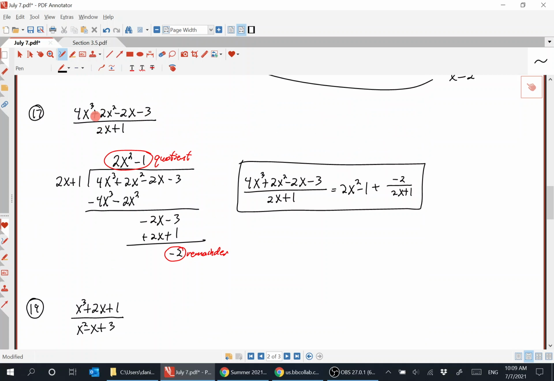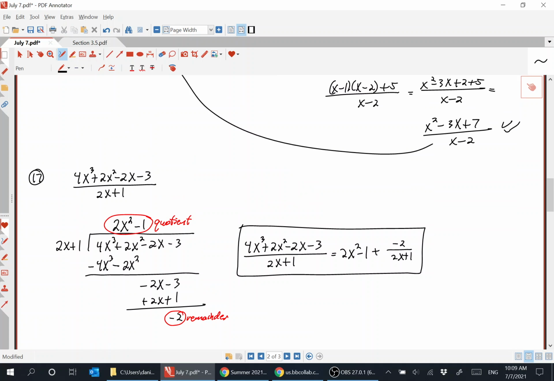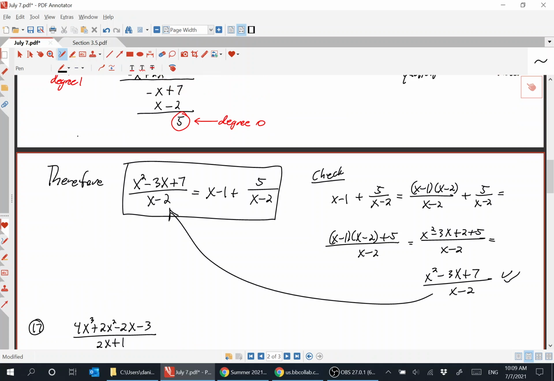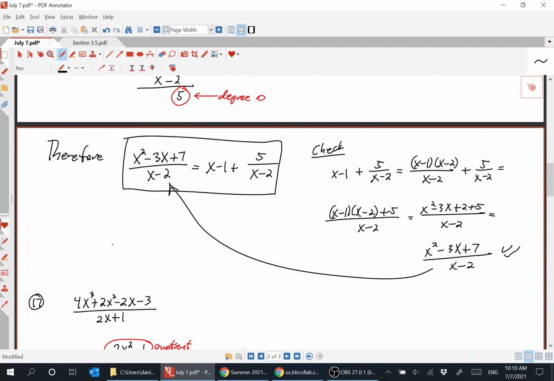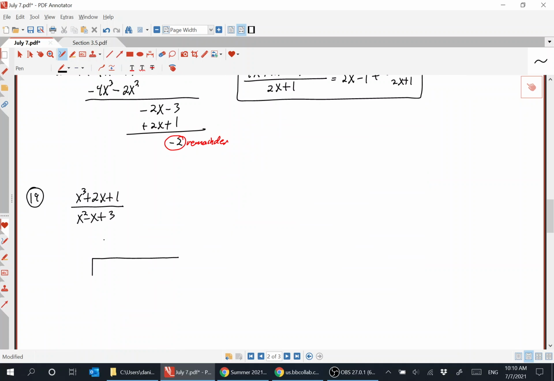Here, the difference in the degree of the top and the bottom is 2. So at most, you go through 3 iterations. This one, the first one, the difference in the degree of the top and the degree of the bottom is 1. And you go through 2 iterations. So the difference in degrees plus 1 is the max number of iterations. It could be fewer. Could be fewer. But at most, the number of iterations.